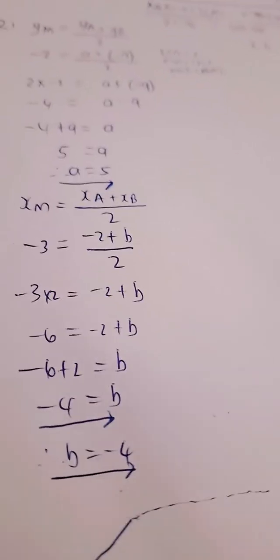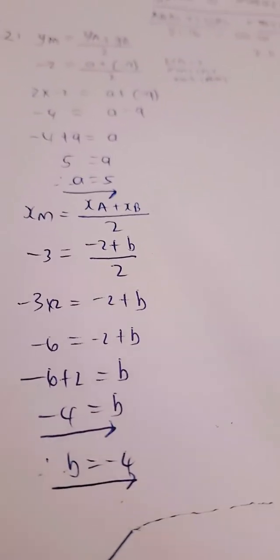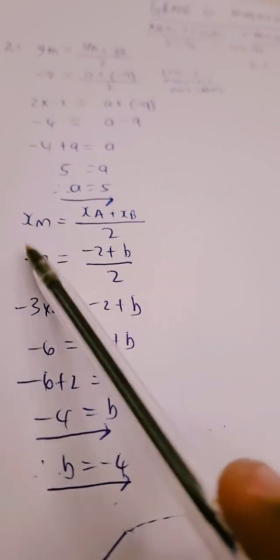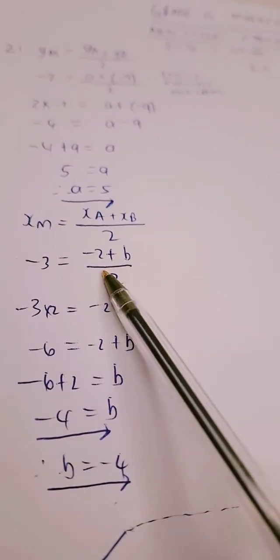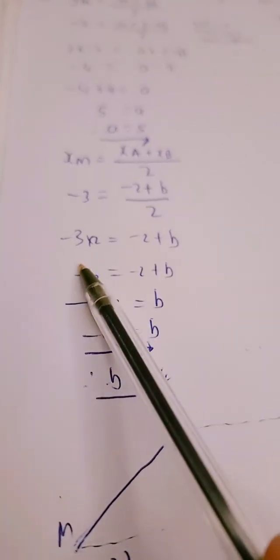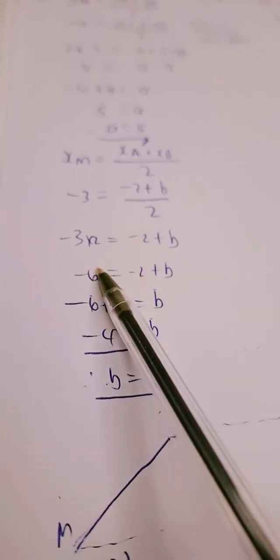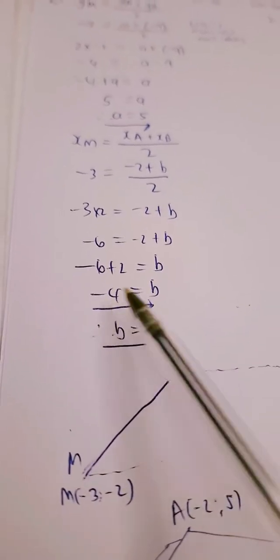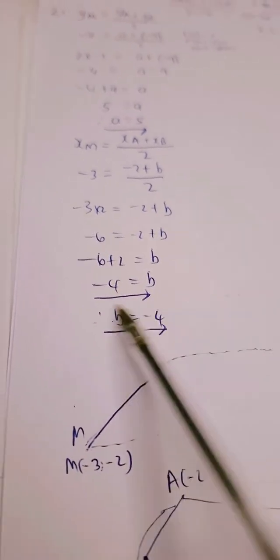So again, we play that LCD game. LCD is 2, right? We multiply by 2 both sides. When we do, this cancels. 2 times -3 gives us -6. We transpose -2 over. When we take the -2 over, it becomes +2. -6 plus 2 gives us -4. B is equal to -4.